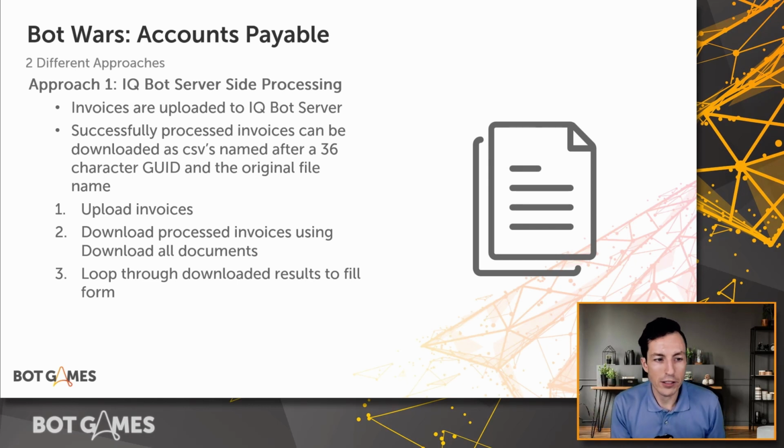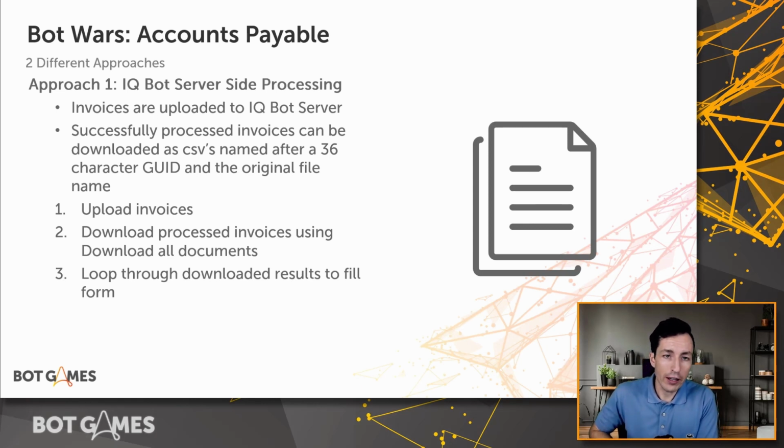So the way that this process would work is I would upload all of my invoices to the IQBot server. I would likely loop through all the files in a particular folder to upload them all. I would then want to download all of the processed invoices using the download all documents action from the IQBot package. And then I'd loop through my results to actually fill out that integrated invoice processing form and upload the file and things like that.